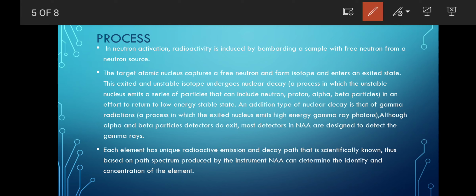So the process here is very simple. What we do is induce it by bombarding a sample with free neutrons from a neutron source. This means we are taking a neutron from outside, a free neutron. In a nucleus there are protons and neutrons, right? So we take one neutron, and whenever we bombard another nucleus with it, the target atomic nucleus captures the free neutron, forms an isotope, and enters an excited state.